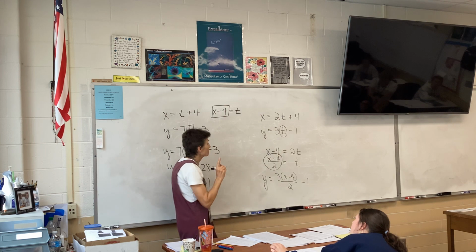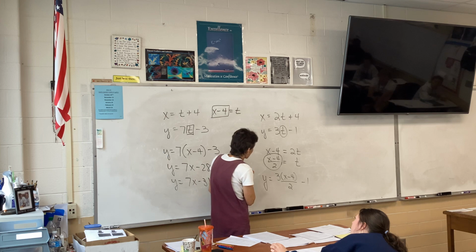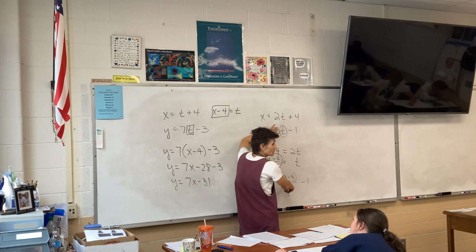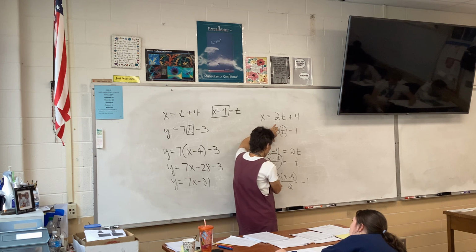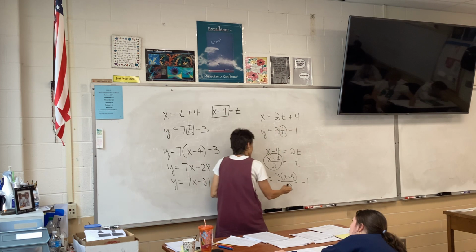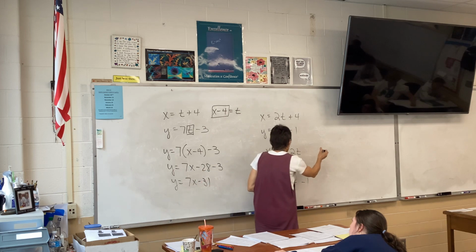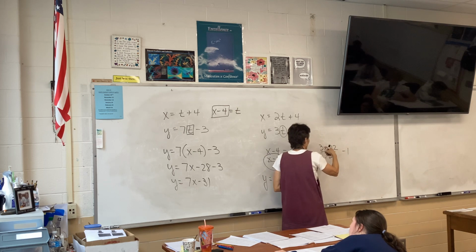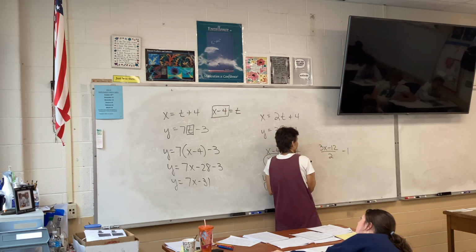Why is the 3, is that inside of the fraction or no? It's 3 times your fraction. Times the whole fraction? Yep. But it's 3 over 1. So the 3 only goes on the top. So that's 3x minus 12 over 2.